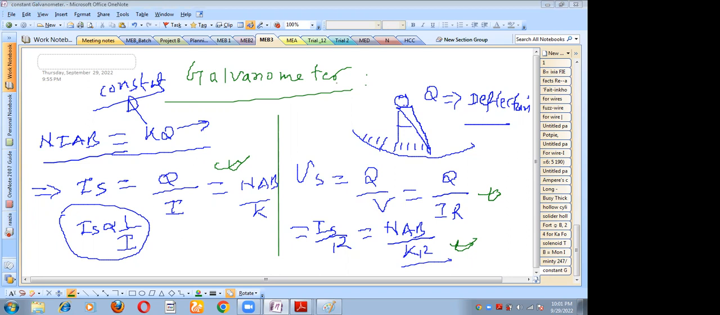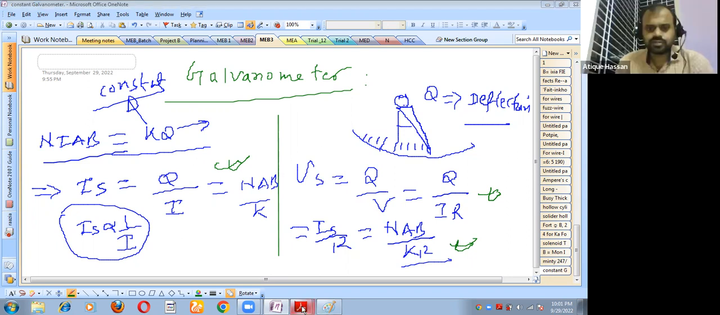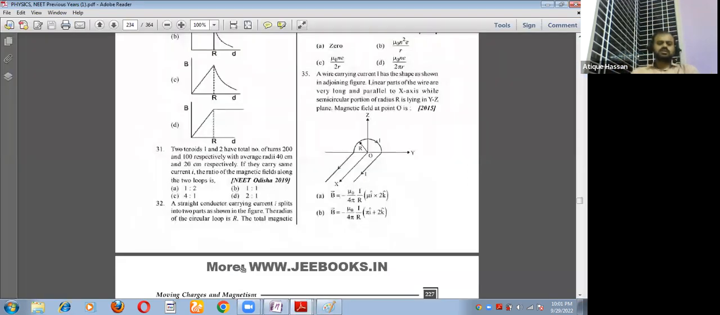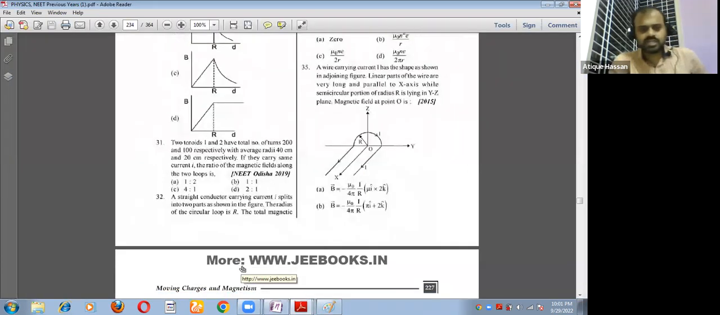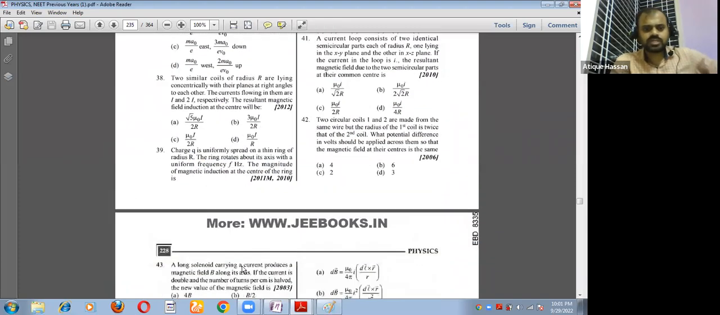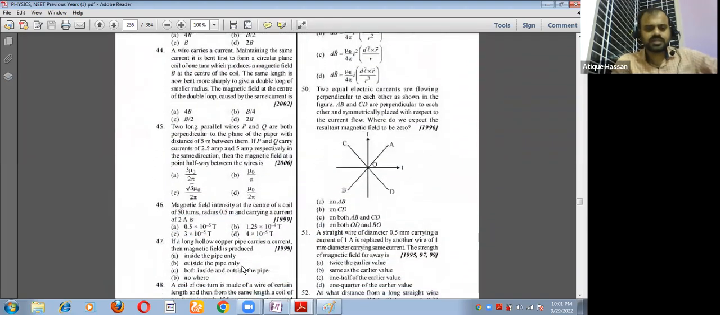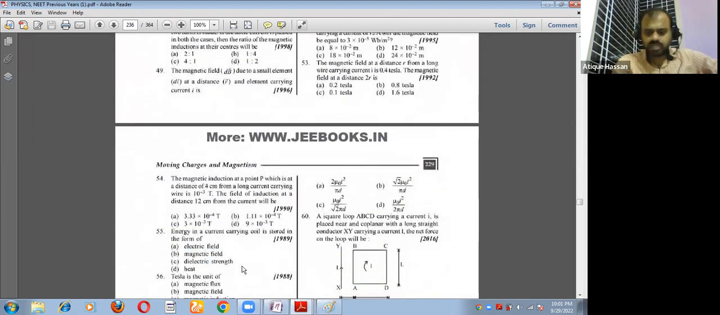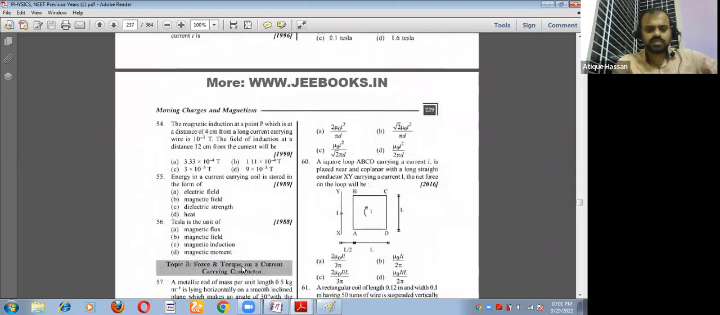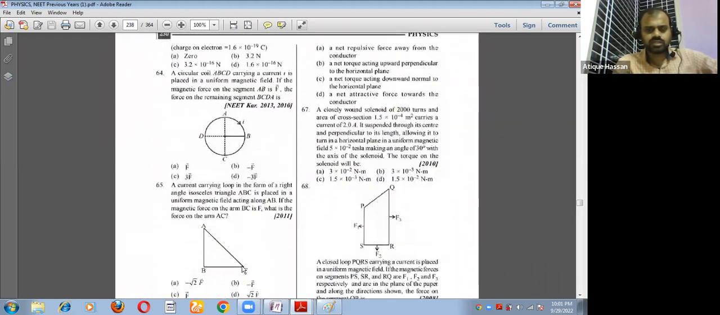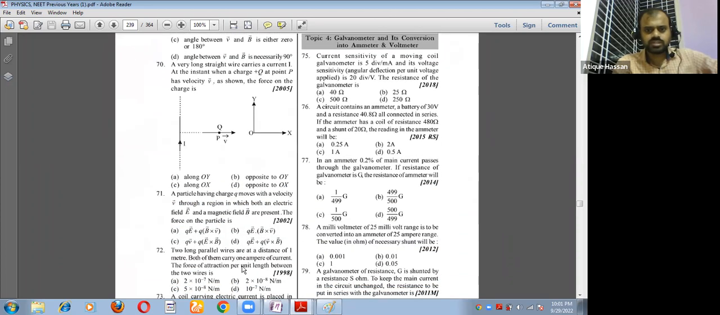Yes. Both of you? Okay. So based on that, we will do some questions directly so that we can understand the concept clearly. Then we will move to the conversion of galvanometer into voltmeter and ammeter. The remaining questions, which are based on ampere circuit, I will give you as an assignment. So let us move to the galvanometer and voltmeter questions.